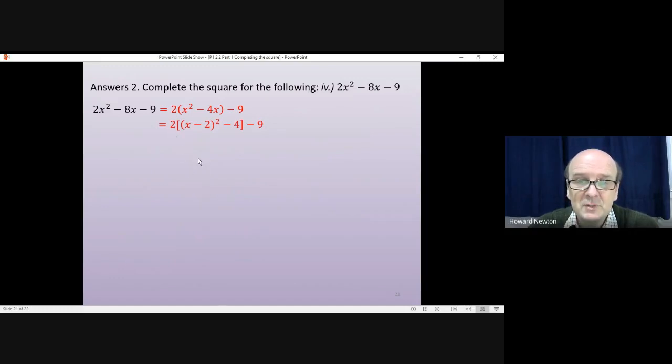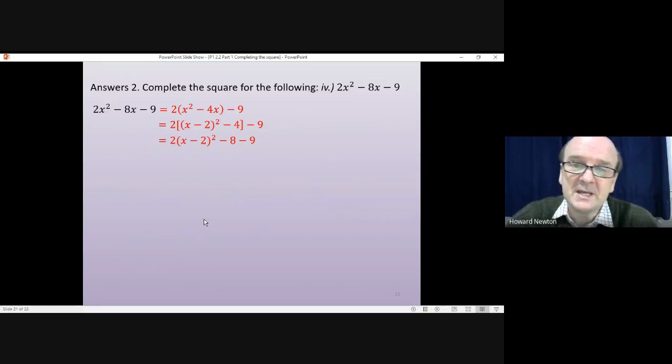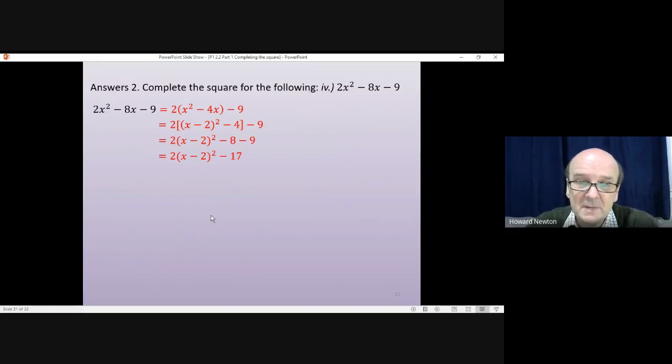And that'll give us 2 into x minus 2 all squared, take away 4, take away the 9 at the end. Then we multiply out the brackets. That'll give us 2 into x minus 2 squared, minus 8, minus 9. Tidy up those numbers, and that gives us minus 17 at the end.